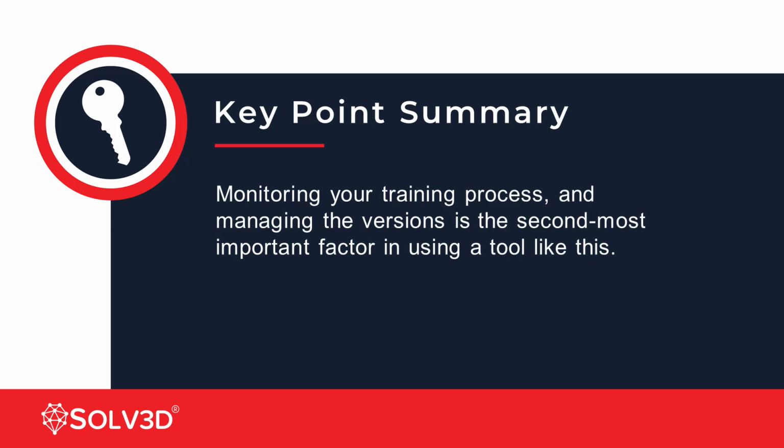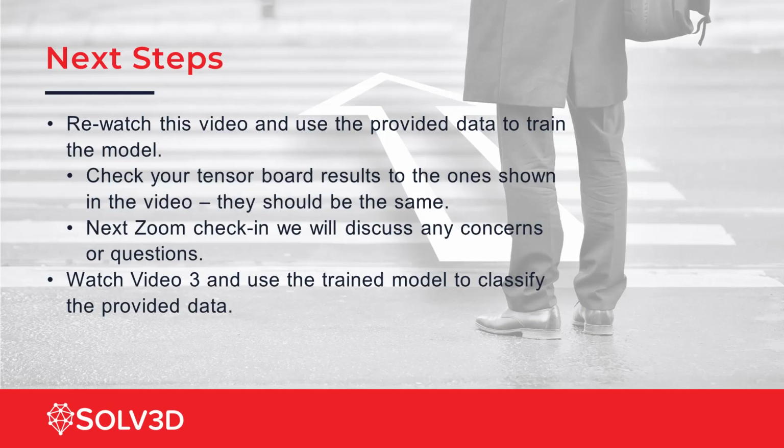So if that's the key point summary, Brad, then I'm guessing that's the end of this video. So what are the next steps here? Yeah, this is the end of video 2. We now recommend that you take that data that was sent over, the sample data, and run it through a training algorithm of your own. See if you can get similar results. Look at the tensor boards that you saw here in the video and see if you're getting similar accuracy and loss on the results that you get.